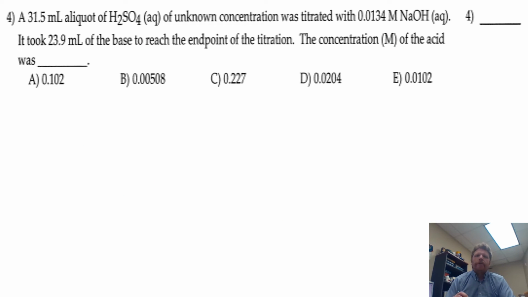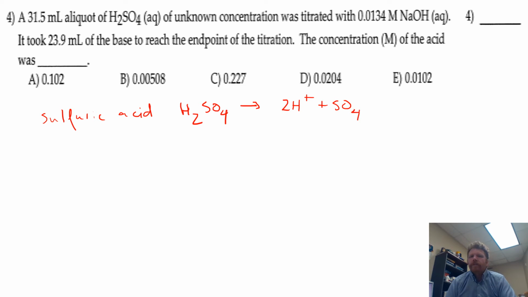Question number 4 reads, a 31.5 milliliter aliquot of H2SO4, that is sulfuric acid. This is a diprotic acid because H2SO4 would decompose into 2 hydrogen ions plus SO4, the sulfate ion with a 2- charge. The 31.5 milliliter aliquot of H2SO4 of unknown concentration was titrated with 0.0134 molar sodium hydroxide. It took 23.9 milliliters of the base to reach the endpoint of this titration. The concentration of the acid was blank.